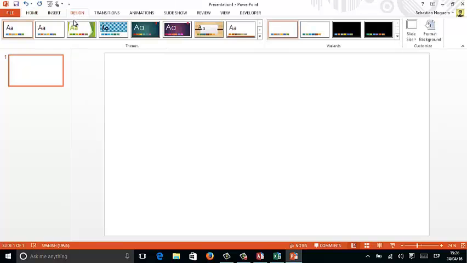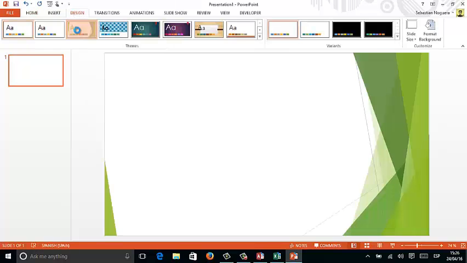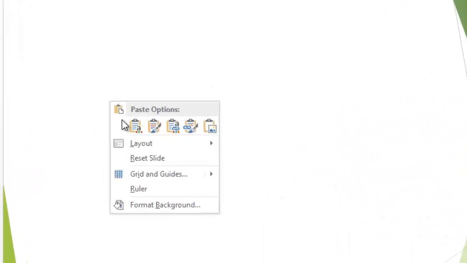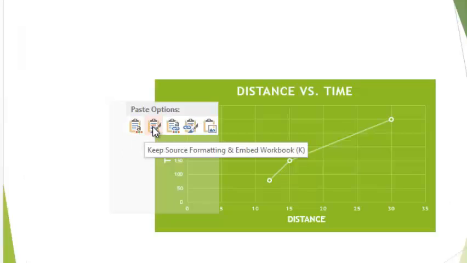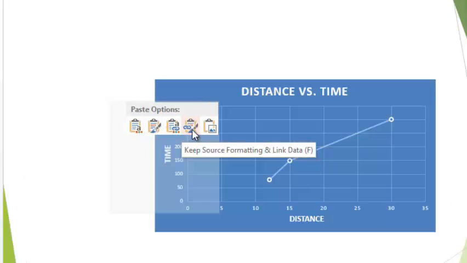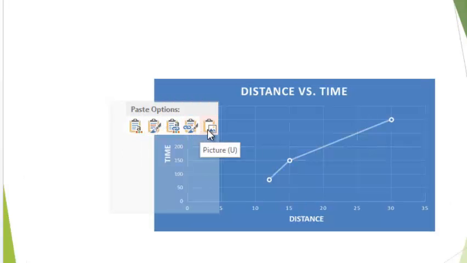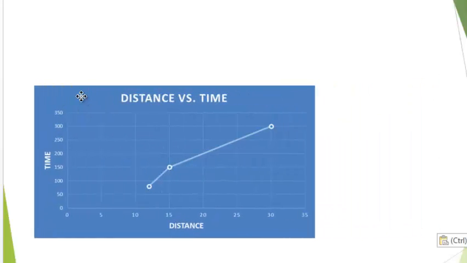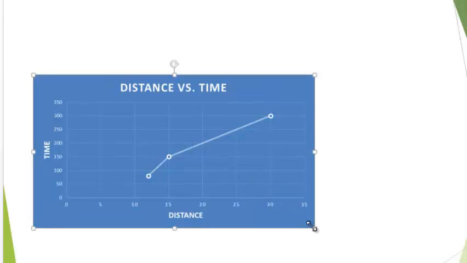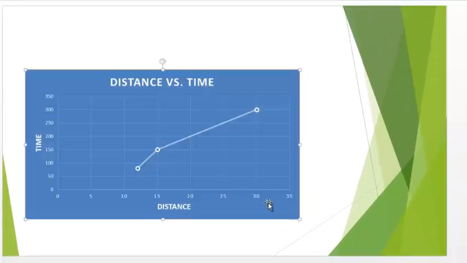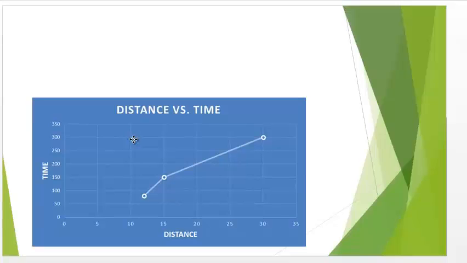And next, I'm going to choose a theme. This theme looks nice. Now, right-click and let's choose the paste options. My suggestion is to use the picture paste option. Once you get the picture, you can enlarge the picture and set it up on the slide.